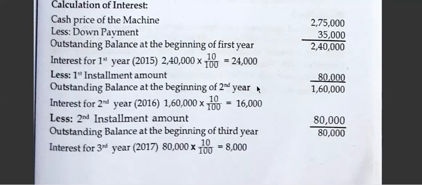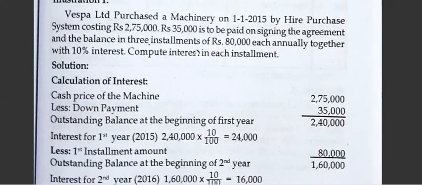Okay, so this is the second case we have followed, because installment is given excluding interest. So just deduct the installment every year, and on the remaining balance, calculate the interest. Okay, 24,000, 16,000 and 8,000. So this is the second case we have followed here. I'll repeat here: the cash price is given, the installment amount is given, but the interest is excluded, and the interest rate is given. So you will follow the second case.